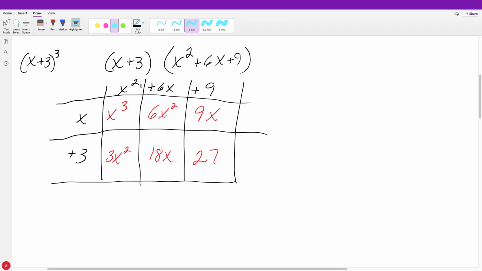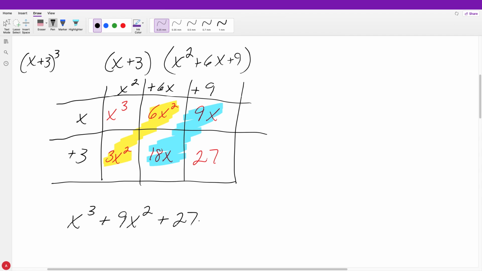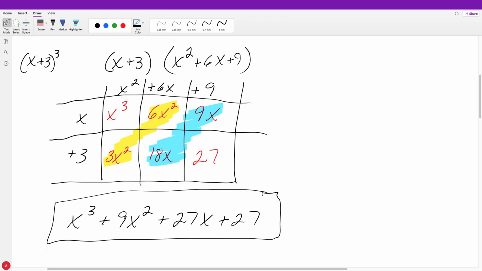And you see, the same thing happened. When we're still using a table, the majority of the time, the numbers that we are going to actually have to add and simplify with each other are diagonal of each other. So when you're using the table, it does usually work its way out to be nice in that sense. So now we have x cubed, where there's no other x cubed. We have 6x squared plus 3x squared, which is now going to give me plus 9x squared. We have 9x plus 18x, which is now plus 27x, and we have plus 27. All right, so that would be our final answer of multiplying a binomial and a trinomial.